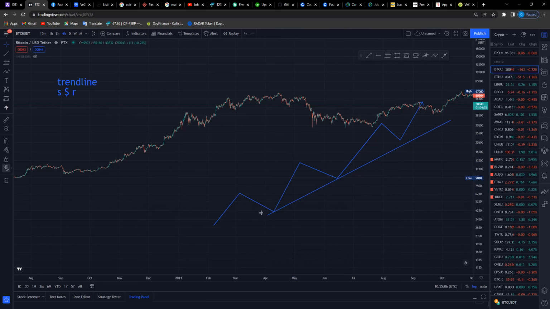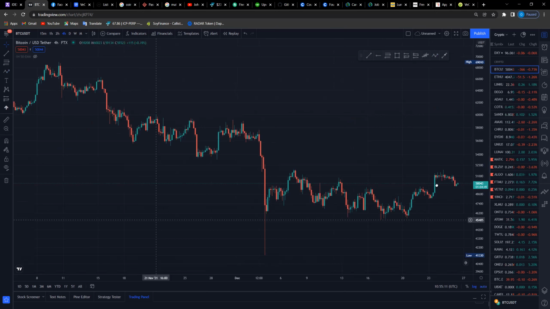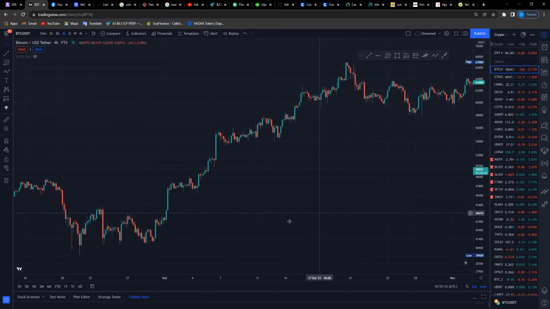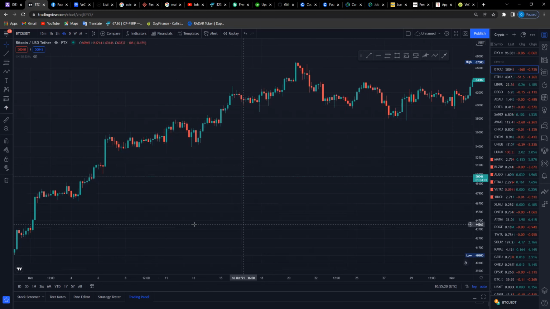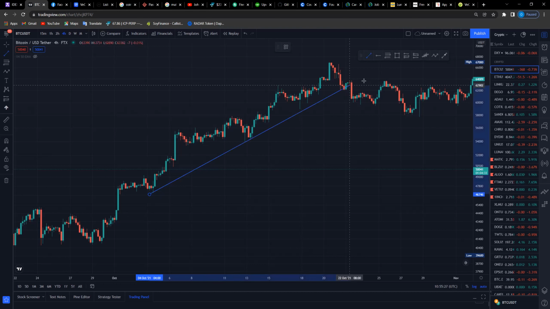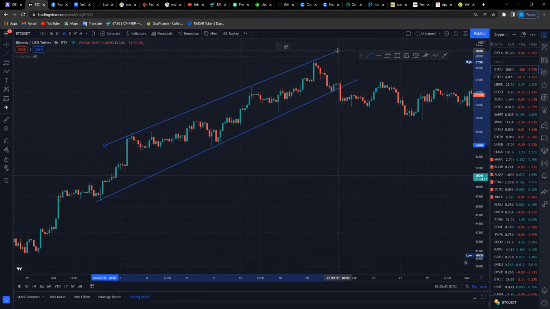So let me erase this so I can give you a better view of what I'm saying. Let's look at this particular one. Pick from one point, this place to this place, as an uptrend movement. So here's another one, from one point to the other.